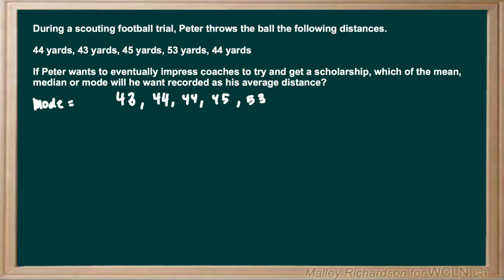So taking the mode, we need to find the number that appears the most. Well, every number appears once except for 44, which appears twice. So, therefore, the mode is going to be 44 yards.